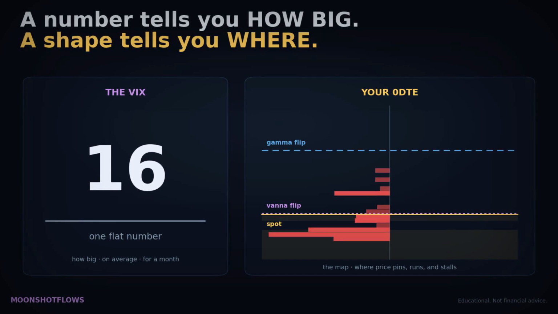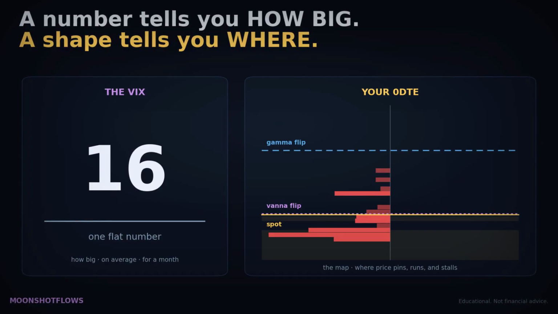So here's the line to keep. A number tells you how big, a shape tells you where, and you trade the where. The VIX is a number, your day is a shape.